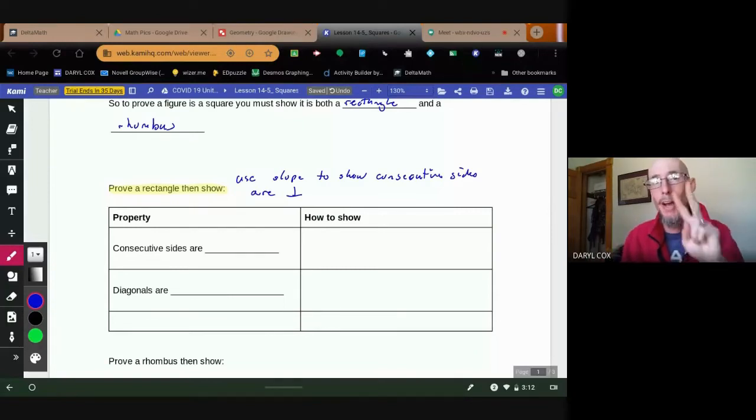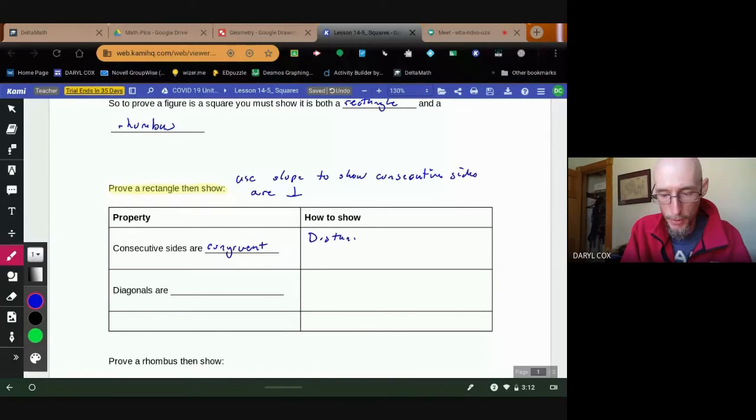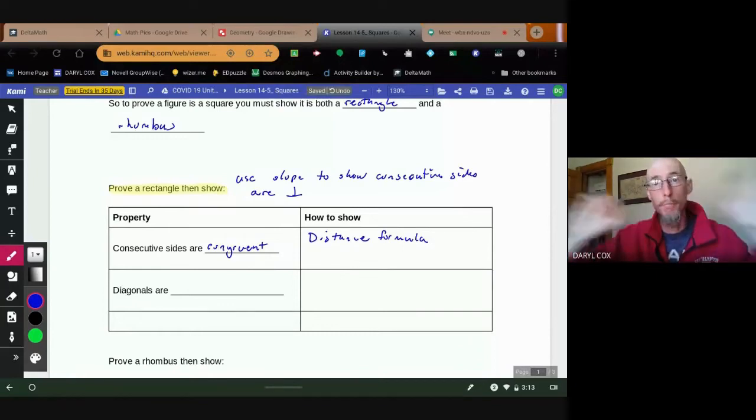Once I know it's a rectangle, I have two different ways I could prove that it's a square. What do you know about the consecutive sides of a rhombus and a square? They are congruent. So if I have a rectangle whose consecutive sides are congruent, I must have a square. What formula will I use to show sides are congruent? Good, I want to use my distance formula, and we only need to use it twice. One side, another side, show they're congruent, bam, you're done.